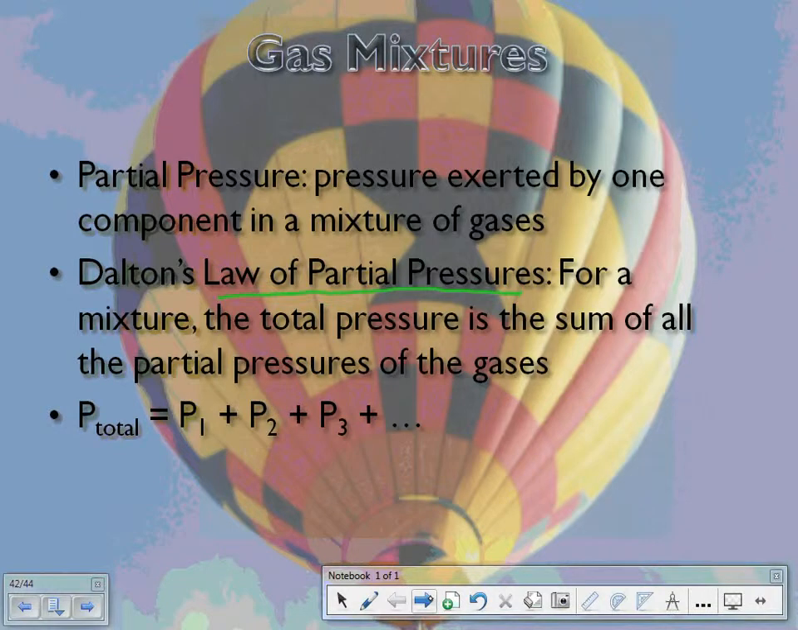So the total pressure of all of the gases in our mixture is equal to the sum of the pressures of each. But what if I just wanted to find one of the pressures? Let's do a problem like that.